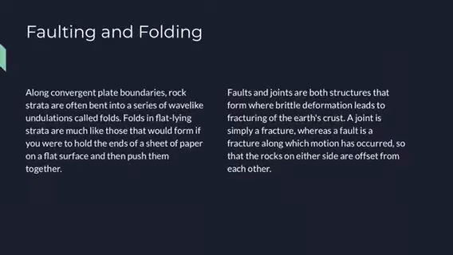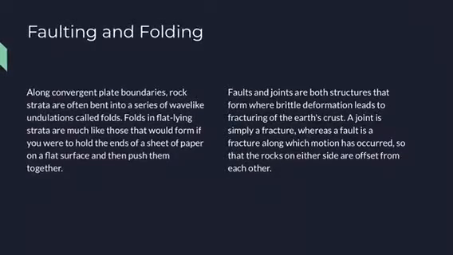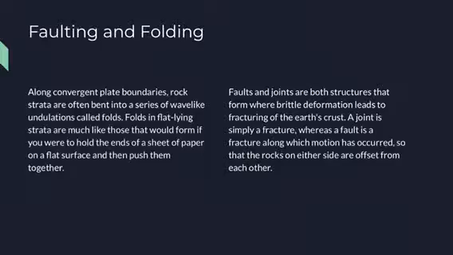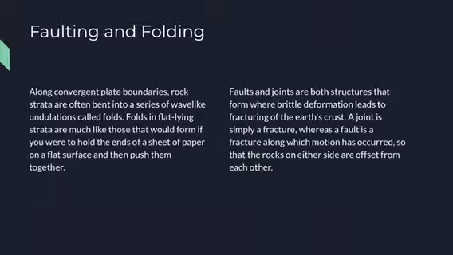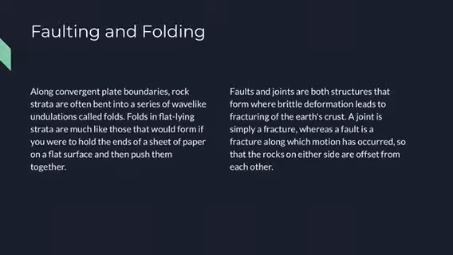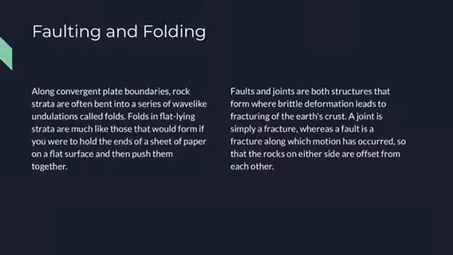Faults and joints are both structures that form where brittle deformation leads to fracturing of the Earth's crust. A joint is simply a fracture, whereas a fault is a fracture along which motion has occurred.